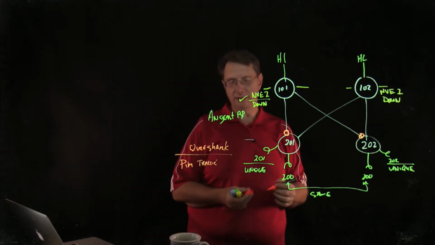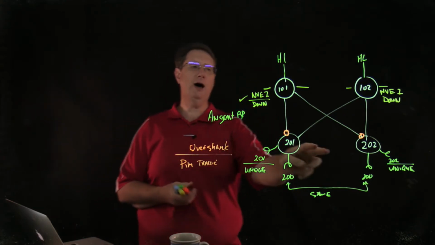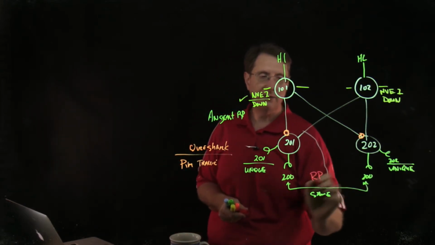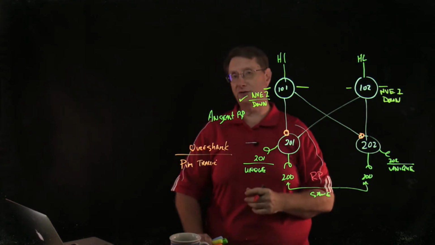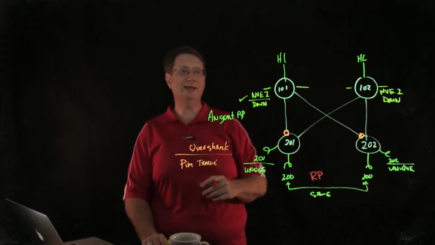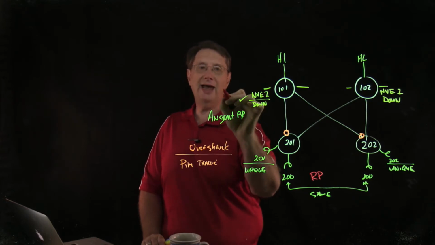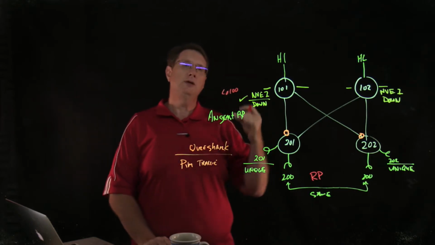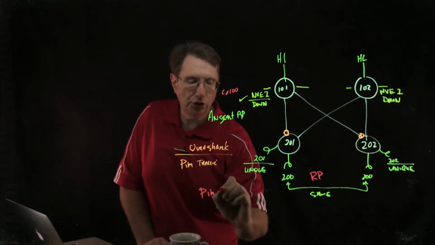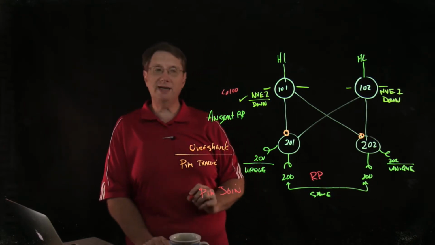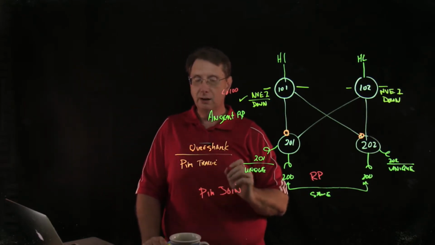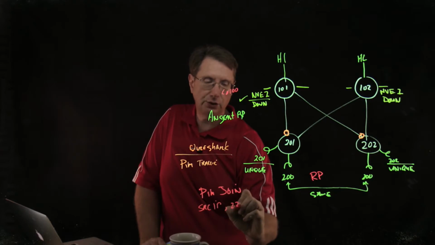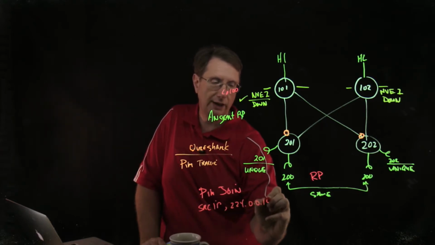Because what we're going to find is that when we bring the NVE up, the NVE is going to need to speak to my rendezvous point. And remember, we have two devices that can actually serve as the rendezvous point. So what's going to end up happening is the NVE from its loopback 100 unnumbered interface is going to send a PIM join message. That PIM join message is going to be coming from the source IP address, and it's going to be going to 224.0.0.13.